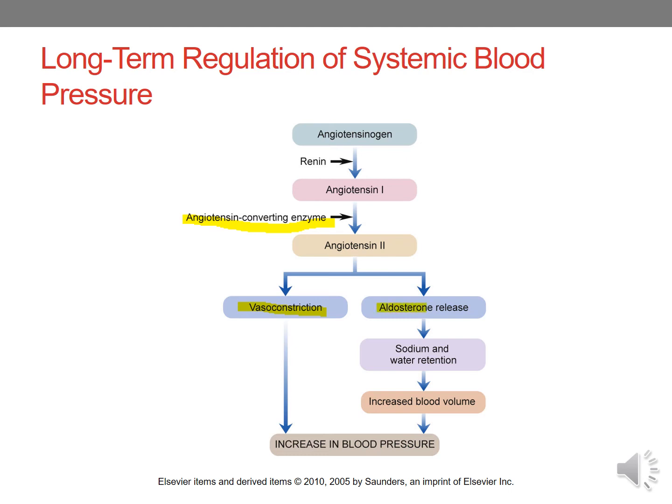Then we have medications that are called aldosterone receptor blockers. So basically it blocks the release of aldosterone. And if you block the release of aldosterone, then the rest of this pathway will not continue. Okay.